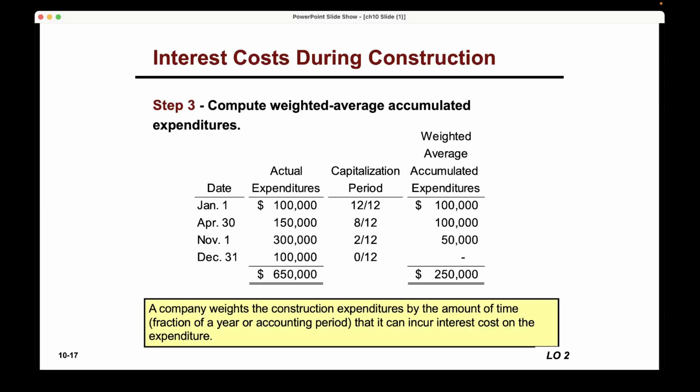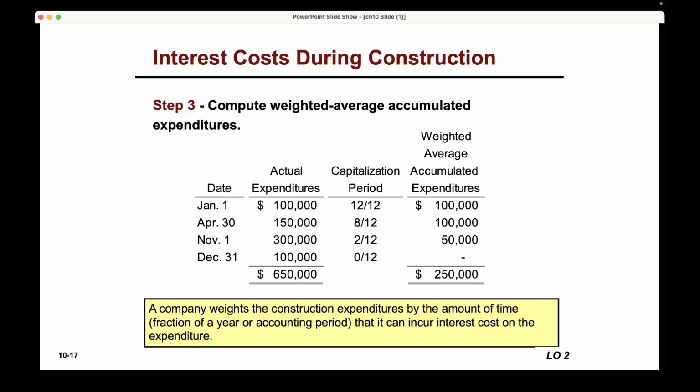In step 3, we are going to compute the weighted average accumulated expenditures, and this step helps us in determining how much of the total expenditures can be considered for interest capitalization. And here is how to calculate the weighted average accumulated expenditures. We need to weight the expenditures based on how long during the year each expenditure was outstanding. The longer the expenditure was outstanding, the more time interest could accumulate on it. And here's the breakdown.